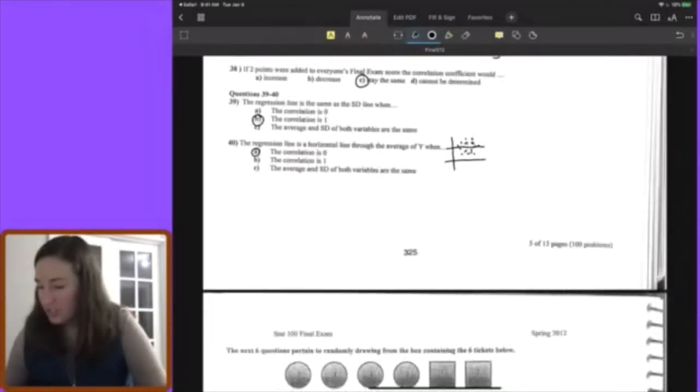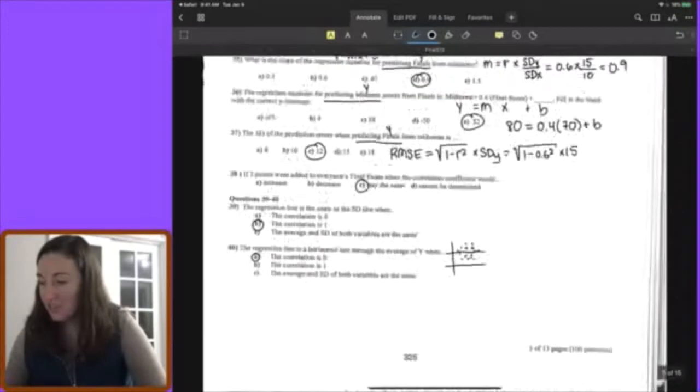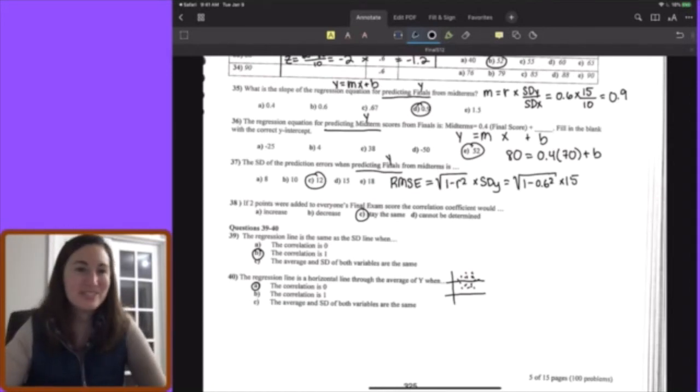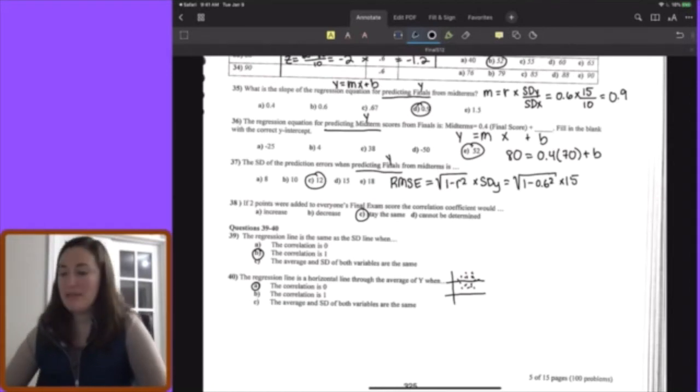But any other questions on regression? It looks like the next part is probability. So any regression questions? Regression is chapters 7 through 10, basically.